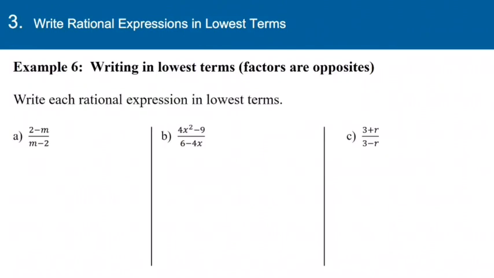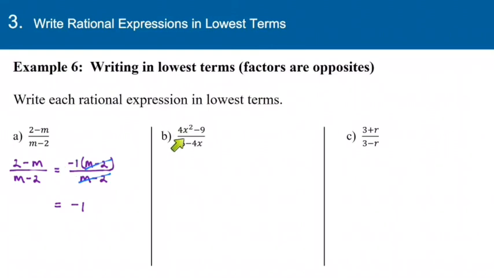Okay, let's try again here. It says write each rational expression in lowest terms. So here in part A, we have 2 minus m over m minus 2. And we're going to do the same thing we did in the last slide. We're going to change the order of subtraction in the top by factoring a -1 out from the top. So the top will become -1 times m minus 2, and the bottom will stay the same. That way we can cancel out the m minus 2's, and we end up with just this -1 right here.